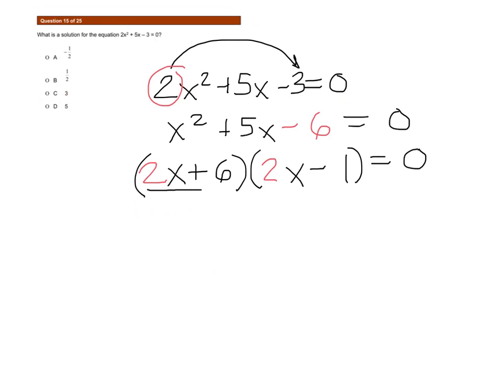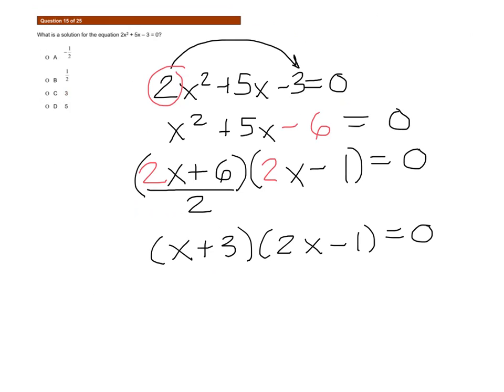We look to factor out, or divide out in this case, a common factor. It's going to be 2. And I end up with x plus 3. 2x minus 1 does not have a common factor, so it remains the same. Looking at x plus 3, I can see that the solution is going to be negative 3, which is the opposite of 3. So x equals negative 3. That is not a choice, so I've got to look at my next one.